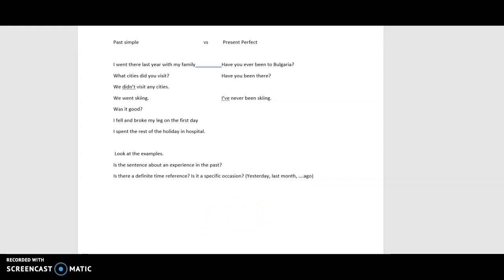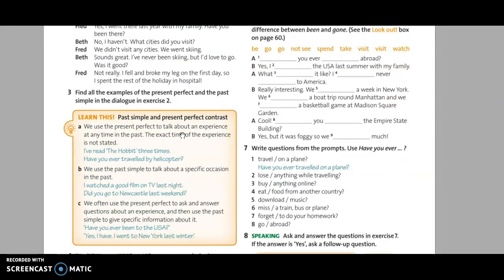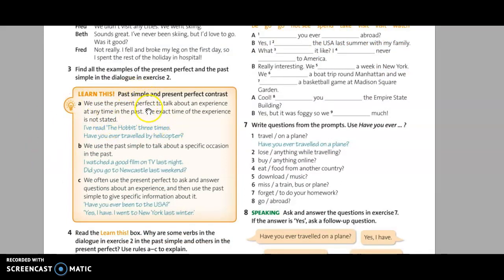So let's go to our books. Yes, so the Learn This box says past simple and present perfect. We use the present perfect to talk about an experience at any time in the past. This is highly important. The exact time of the experience is not stated. Yes, so it's important. There is no time reference in the present perfect. No definite time reference. Yes, I've read The Hobbit 3 times. Have you ever traveled by helicopter? Yeah, they're asking about experience only.